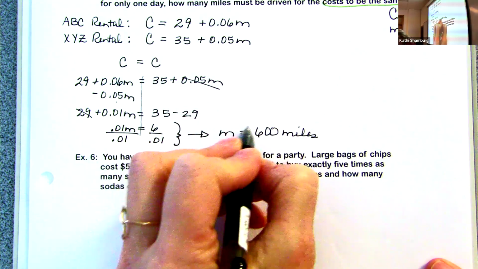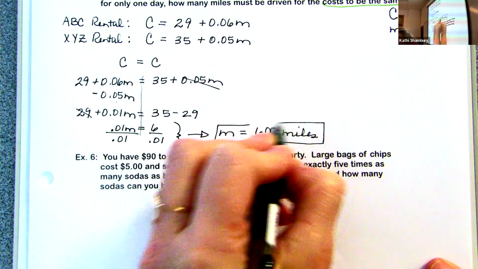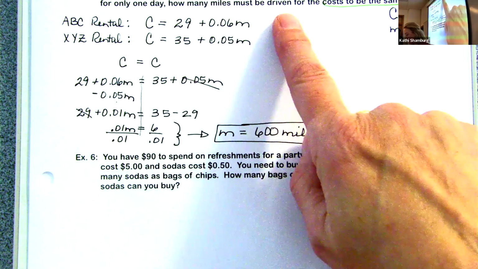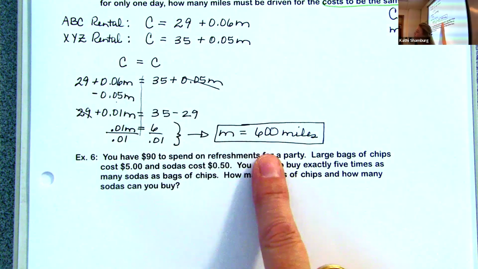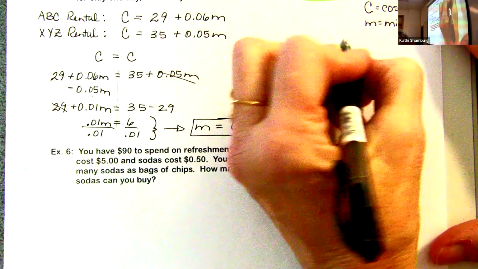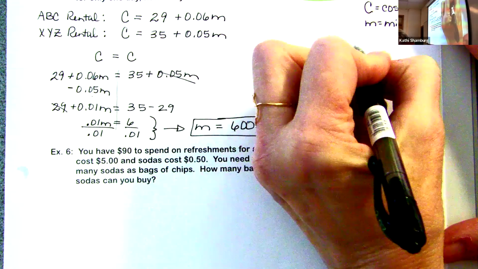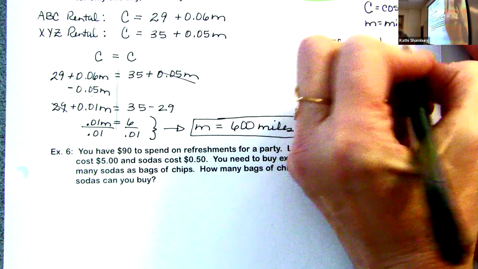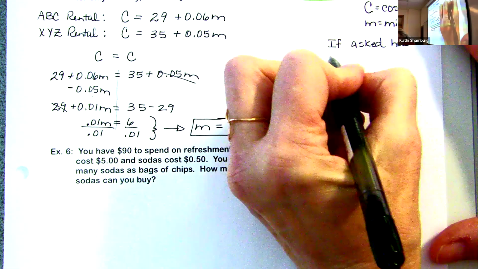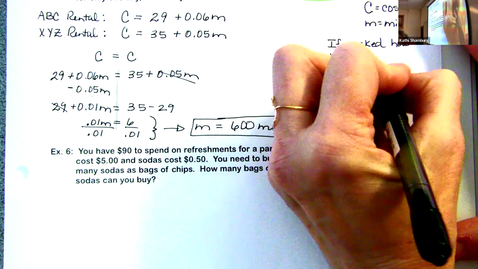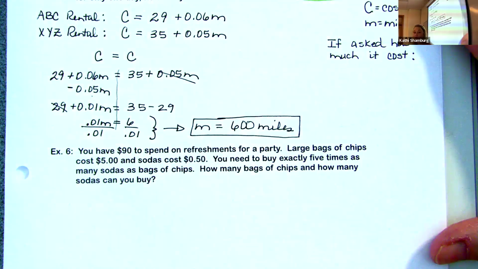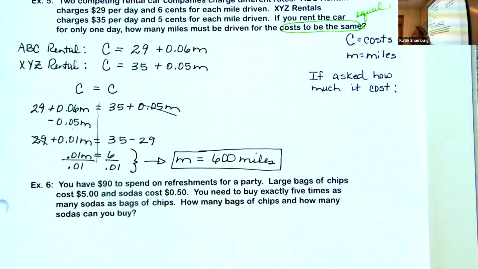Now, let me go back and see what's being asked. If you rent the car for only one day, how many miles must be driven for the cost to be the same? So that's all it asked, so I could stop. Okay. If I was asked, so if asked, how much it costs, because that could happen. So if you're asked how much it costs, how would I do that?